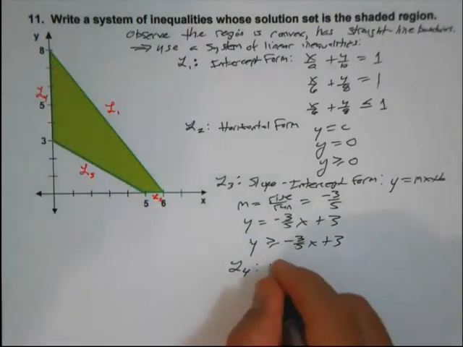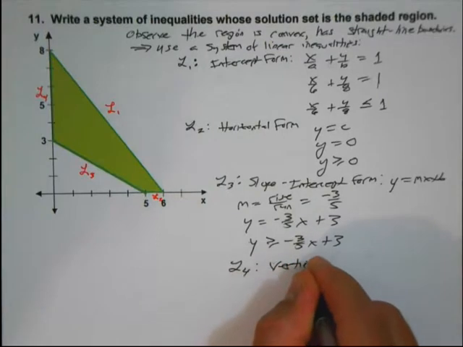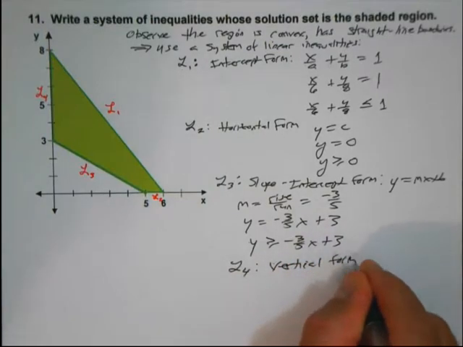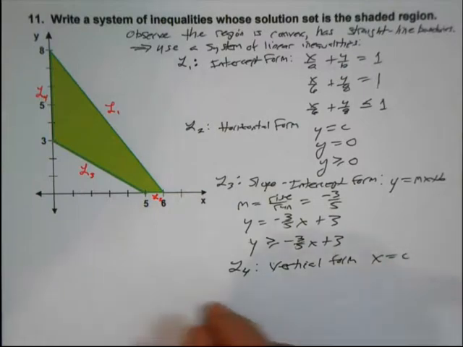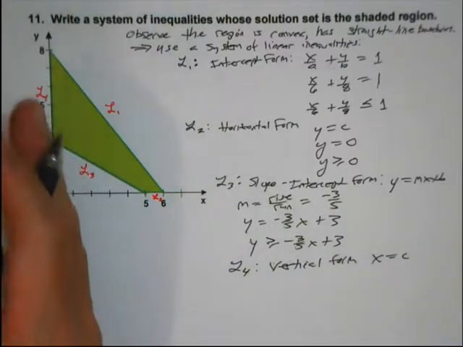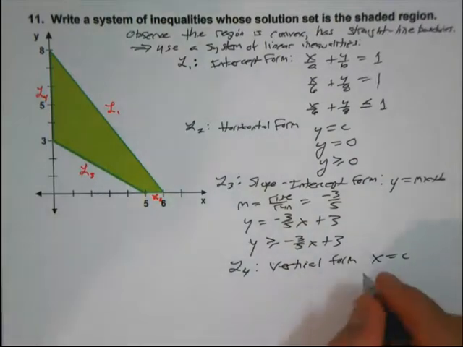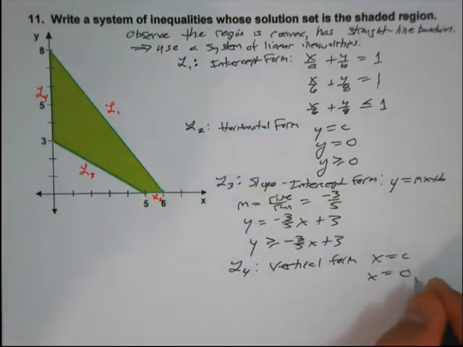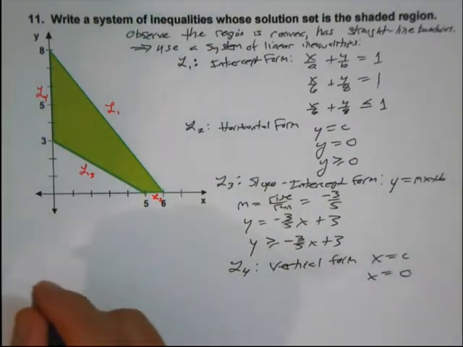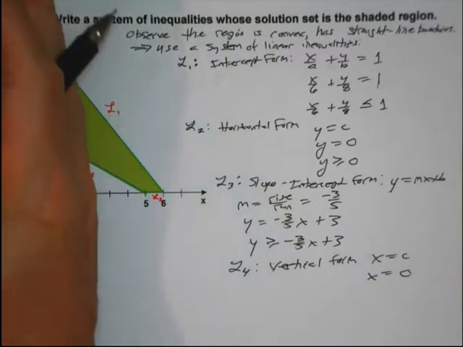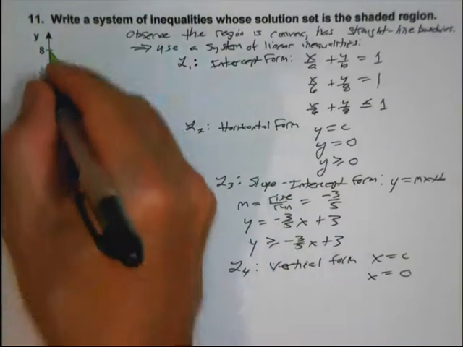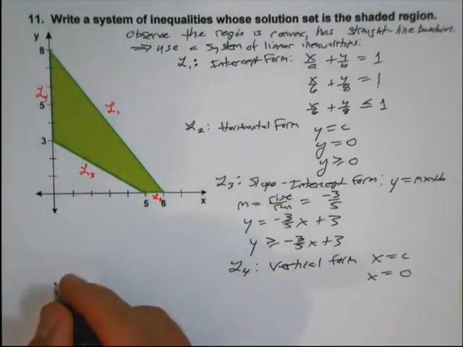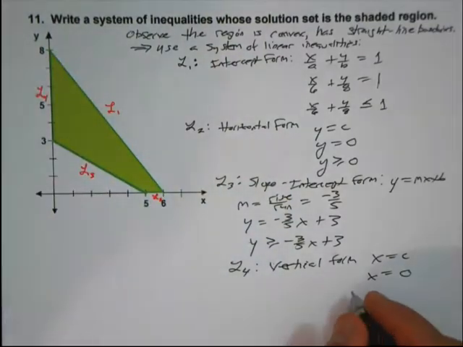Vertical line. Vertical form applies. What's vertical form? That's x equals a constant. In this case, that constant happens to be 0. Now, as far as an inequality goes, we want the half plane that is to the right of this line, and it's a solid line, so we want the equality case to be included. This leaves us with x greater than or equal to 0.